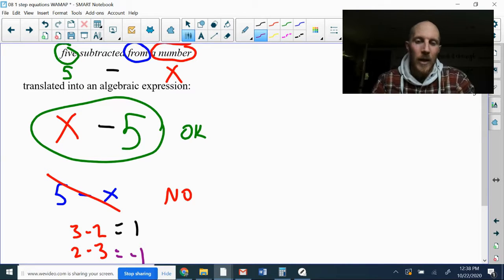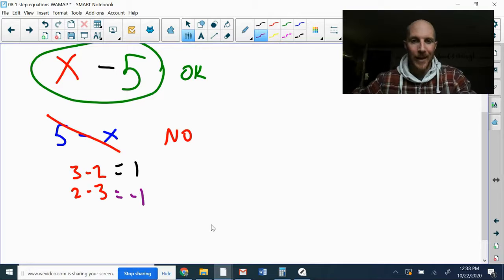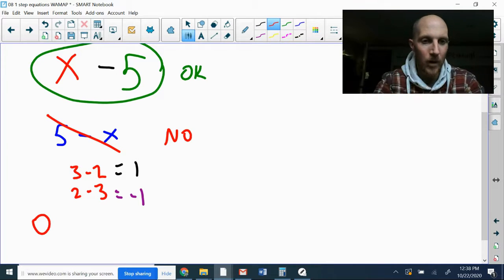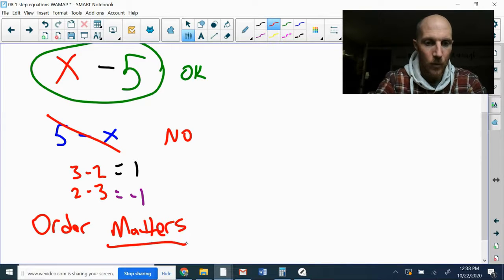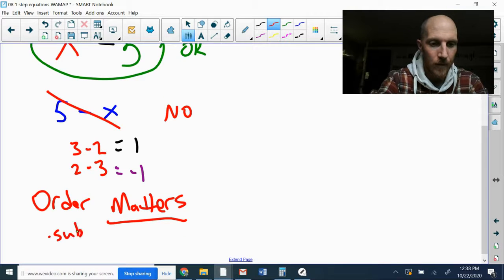If I look on the number line, if I start at 3 and I move backwards 2 spaces, it puts me at 1. If I start at 2 and move backwards by 3 spaces on the number line, it's a totally different space on the number line. Okay. So subtraction and division, the order that you write the number sentence totally makes a difference. Order matters for subtraction and division.